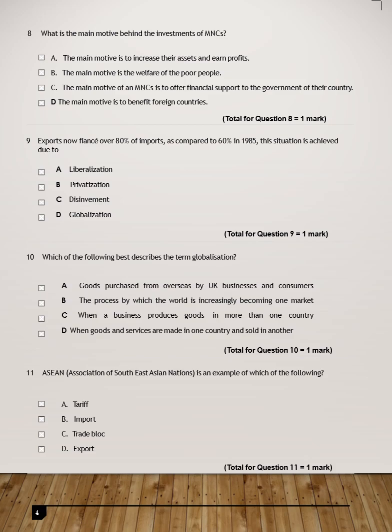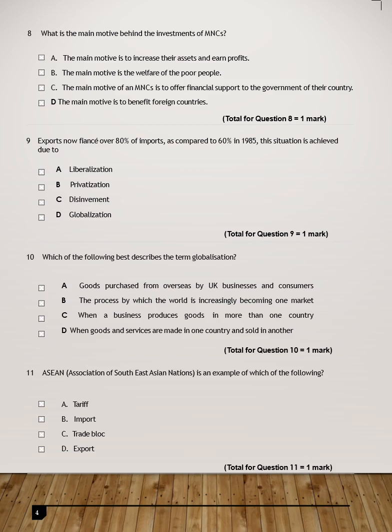Okay, when we come to question number 10, which of the following best describes the term globalization? You have to define what you mean by globalization, which term will be defined as globalization. So for question number 10, option D will be the answer? When goods and services are made in one country and sold in another, that is called globalization? Goods purchased from overseas by UK businesses and consumers, that is called their imports. The process by which the world increasingly becomes one market is called globalization. Yes, option B is the right answer. Sorry for that. Option B is the right answer because the process by which the world increasingly becomes one market is called globalization.